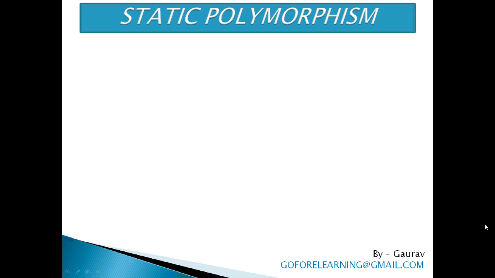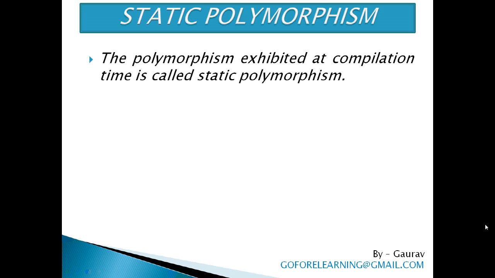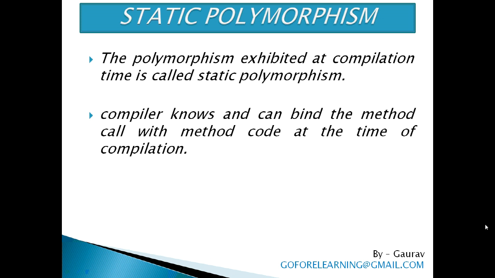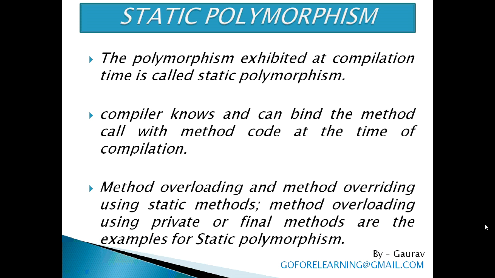Next is static polymorphism. The polymorphism exhibited at compilation time is called static polymorphism. Here, the Java compiler knows without any ambiguity which method is called at the time of compilation. Of course, the JVM executes the method later, but the compiler knows and can bind the method calls with the method code at the time of compilation. Method overloading and method overriding using static methods, and method overloading using private or final methods are examples of static polymorphism.